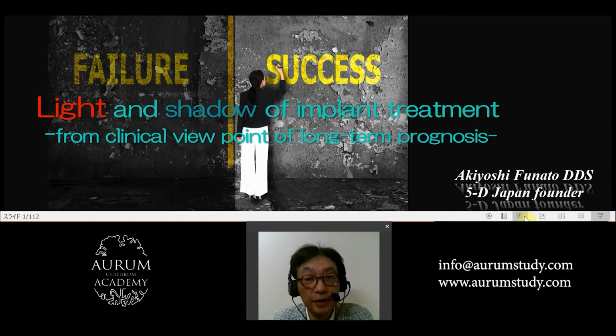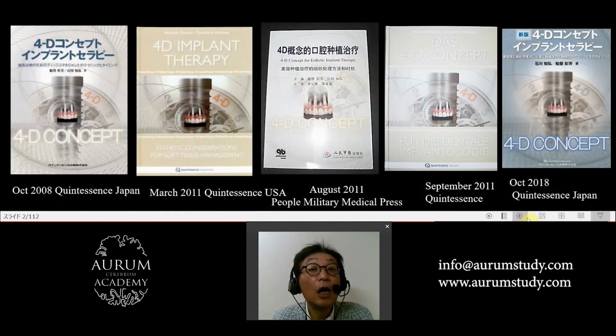Now, through my presentation, I would like to support the lecture with some articles and my clinical cases regarding implant therapy. Our Japanese book called 4D Concept Implant Therapy was published in 2008. This book was translated into English, German, Chinese, and Korean. So last year, we renewed this book. Also, this is only written in Japan.